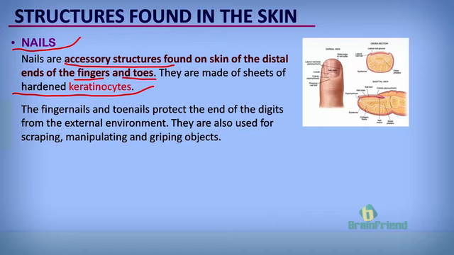Fingernails and toenails perform some functions in the body. They help to protect the ends of our fingers and our toes from dangerous or harmful substances in the external environment. They are also used for scraping. We can use our nails to scrape our skin and perform some other important scraping functions. We can also use the nails to manipulate and to grip some things. For those that have long nails, they can use them to pick things and hold things.